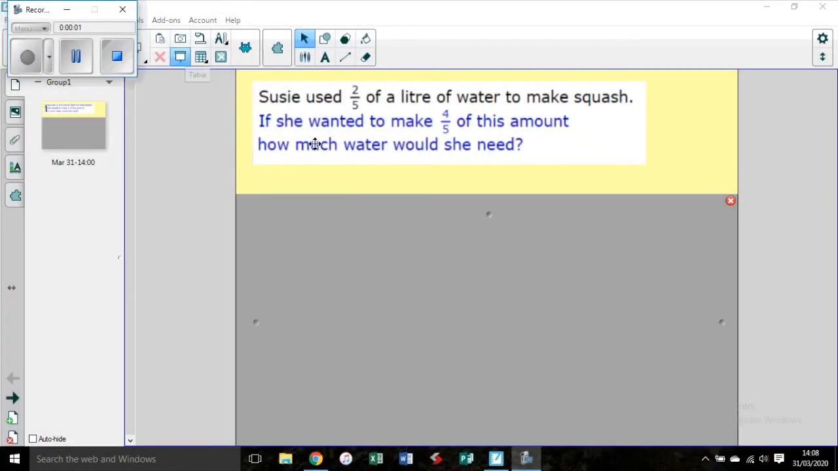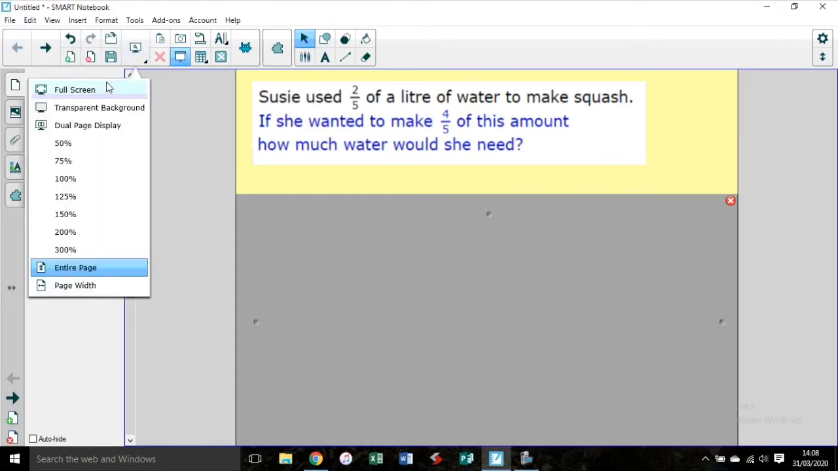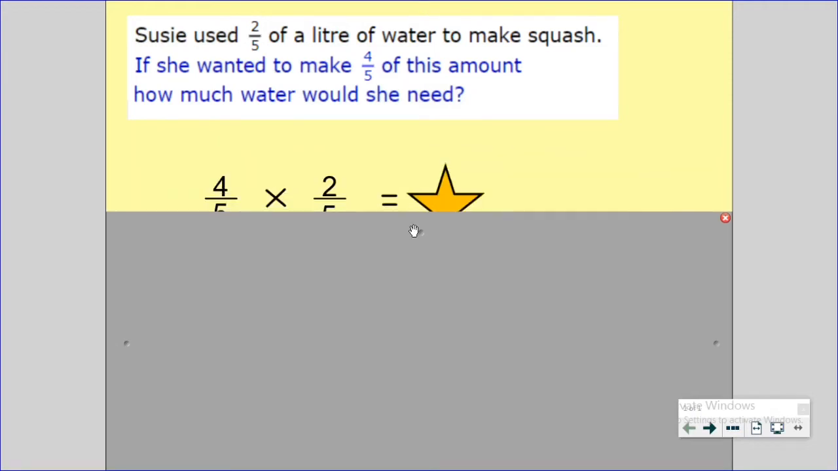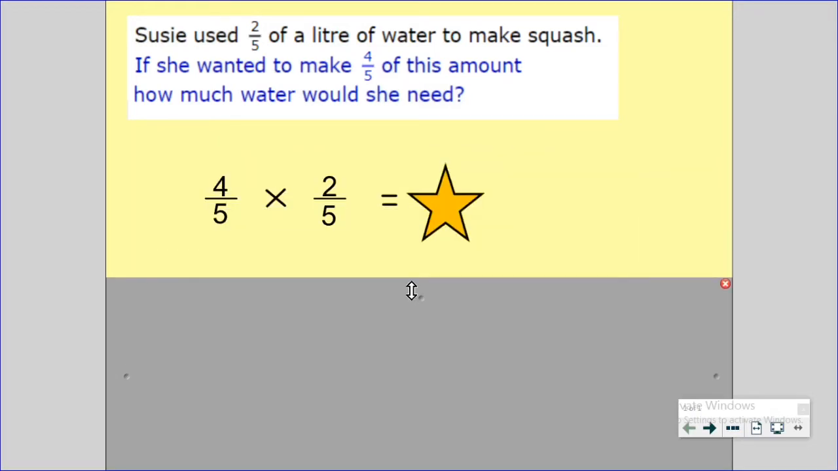So, how might this appear as a reasoning question? Susie used 2/5 of a litre of water to make squash. If she wanted to make 4/5 of this amount, how much water would she need? Well, what you're doing here is finding 4/5 of 2/5 of a litre of water. That is the same as 4/5 times 2/5, because of means times. All you have to do then is multiply 4 by 2 to get your numerator and 5 by 5 to get your denominator, and there's your answer.